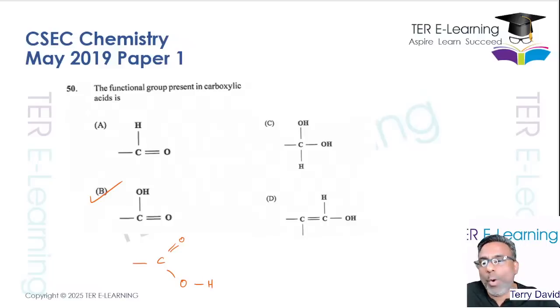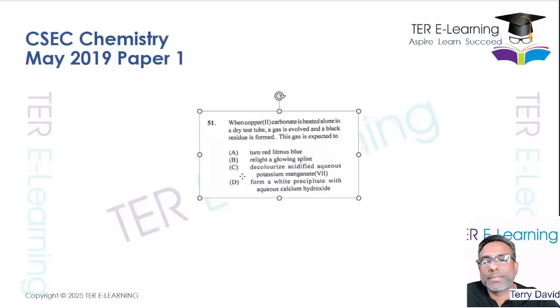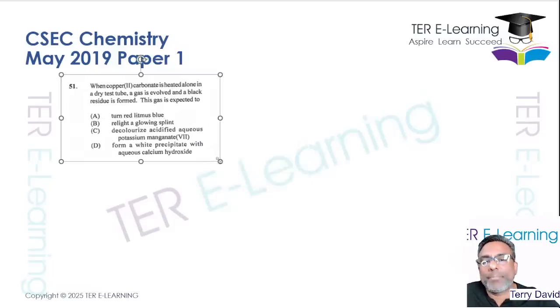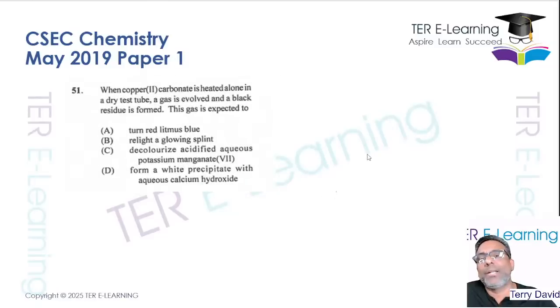Question 51. When copper carbonate is heated alone in a dry test tube, a gas is evolved and a black residue is formed. The gas is expected to do what? What are you talking about here?